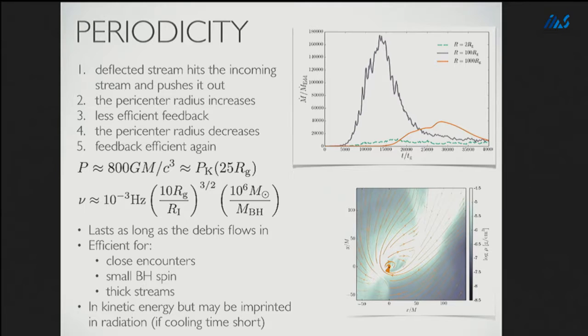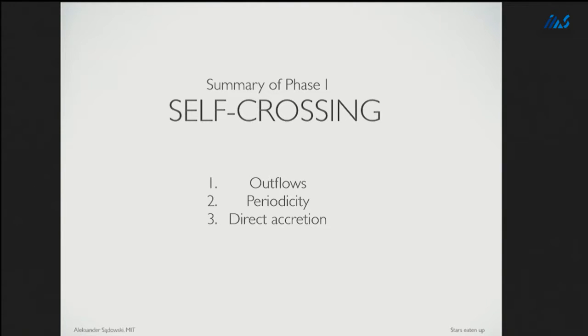Okay, and such a periodicity will be visible or efficient only in case of a close encounter, where the kinetic energy of the precessed flow is significant when compared to the energy in the incoming stream. But it also requires zero black hole spin, or at least, if the black hole spin is not zero, that the plane of the incoming star actually coincides with the plane of the black hole spin. So there are some conditions that have to be satisfied, but it is possible, and this is what we see in the simulation itself.